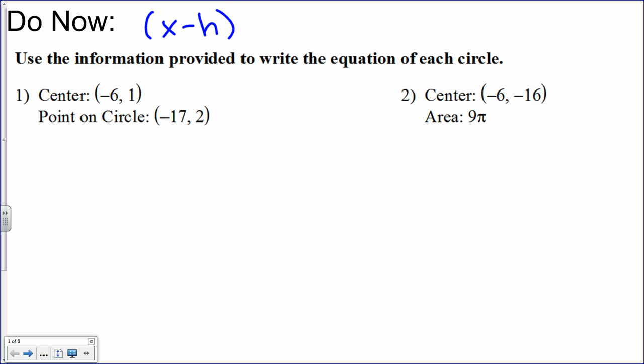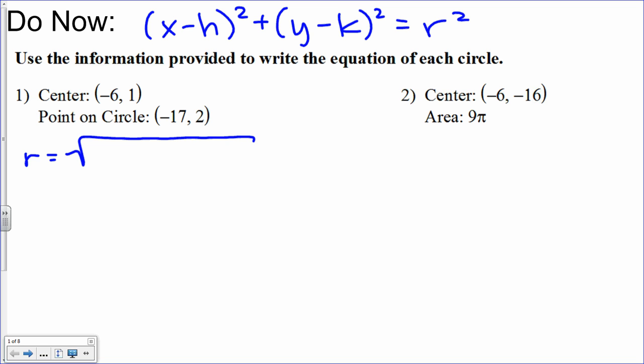is, if I fill in our circle formula here, that is our h and our k. So all we still need to find is your radius. If you are given a point on the circle and the center, to find the radius, you are going to use your distance formula. So we are going to do that: r equals the square root of, you're going to do -6 minus -17 squared plus 1 minus 2 squared. And again, you can flip-flop the ones inside your parentheses.